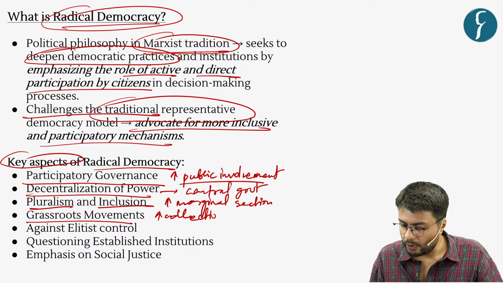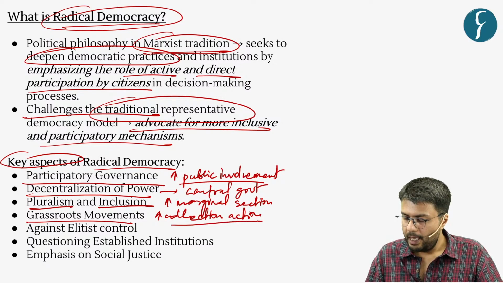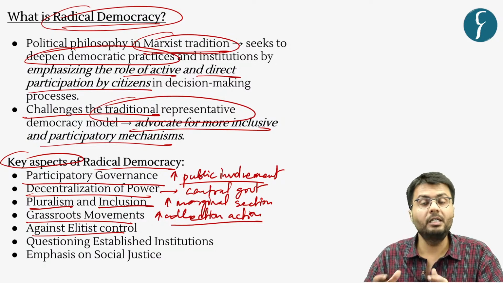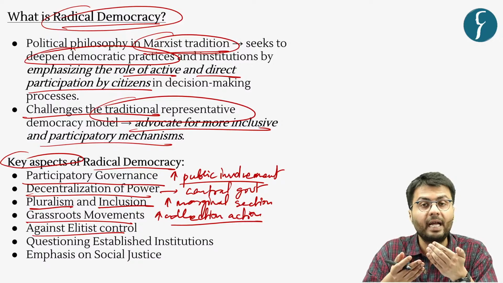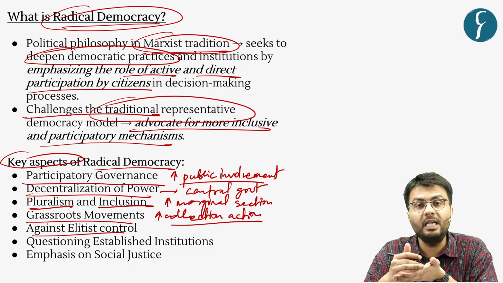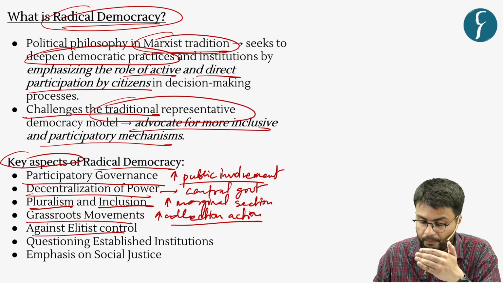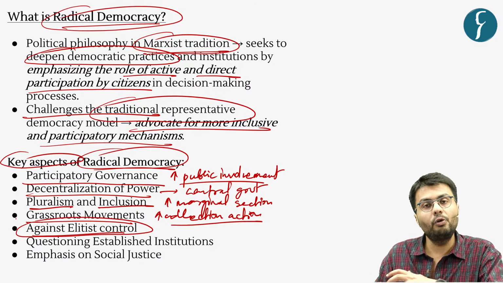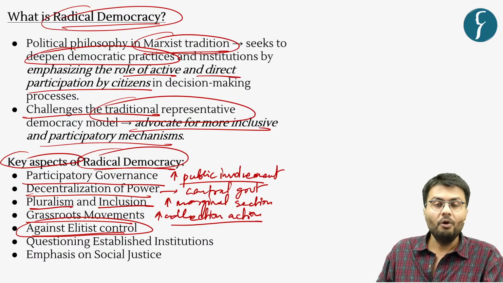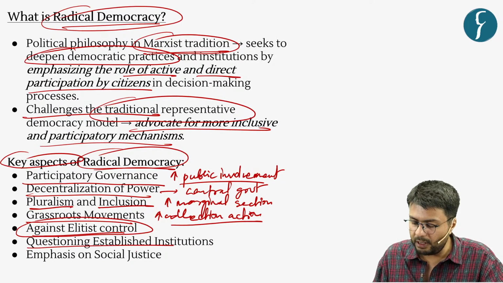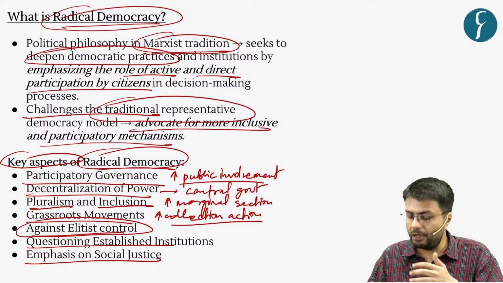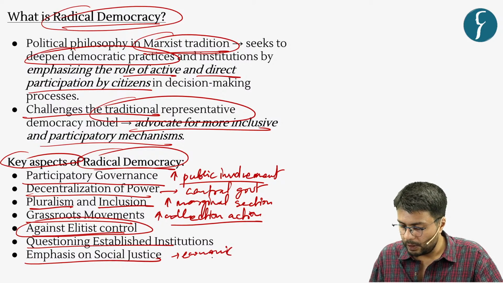collective action of citizens. And all these measures are intended to act against the elitist form of democracy, which means certain elite sections of society gain power, and this prevents the marginalized sections from gaining power. Hence, these radical Democrats favor action against the elitist control of any political structure. Further, these radical Democrats also question the established institutions, and they emphasize the need for social justice, that is reducing the amount of economic as well as social inequalities.